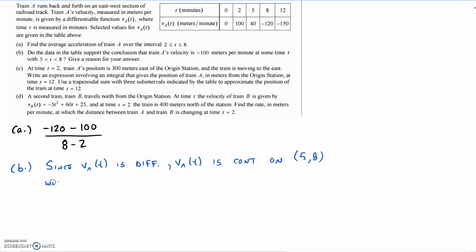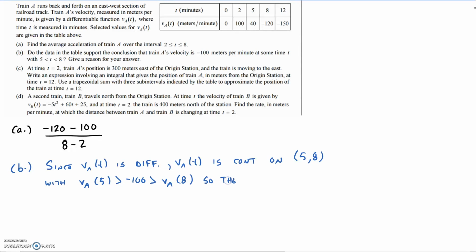With V sub A at 5 being greater than negative 100, which is greater than V sub A of 8. So just saying that the velocity value that we're interested in is in between the velocities of the endpoints of this interval. So we have our conditions. This inequality is our analysis. Our conclusion, which is what the question was asking us to prove.